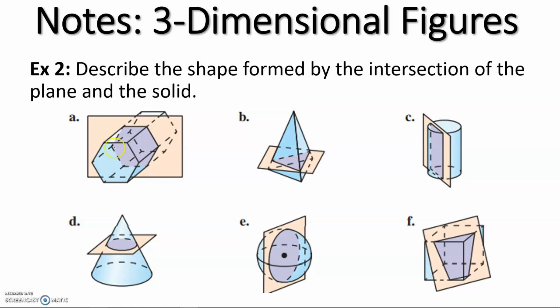Describe the shape formed by the intersection of the plane and the solid for each cross-section. On A, we can see that its cross-section has 6 sides. Its cross-section is thus a hexagon. On B, we can see that the cross-section is a triangle. In C, the cross-section is a rectangle. In D, we see a circle cross-section. In E, another circle cross-section. And in F, we see a trapezoidal cross-section.